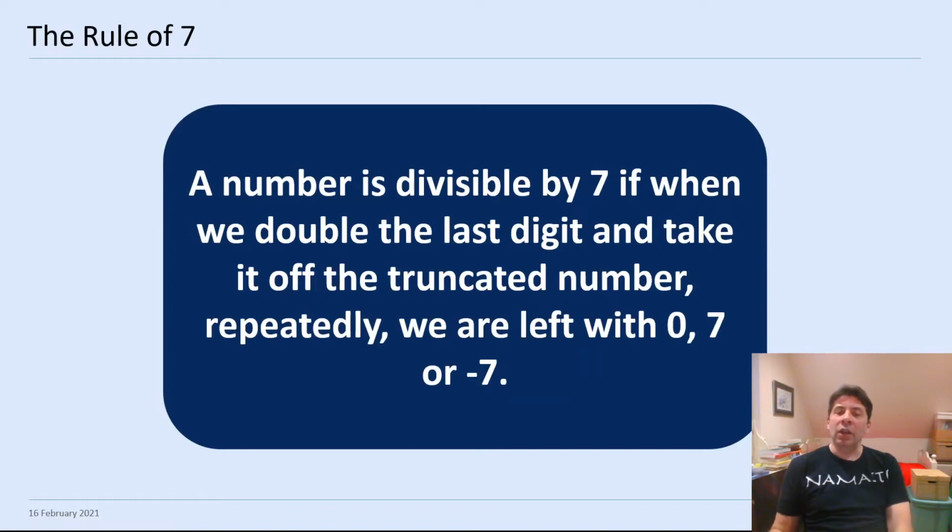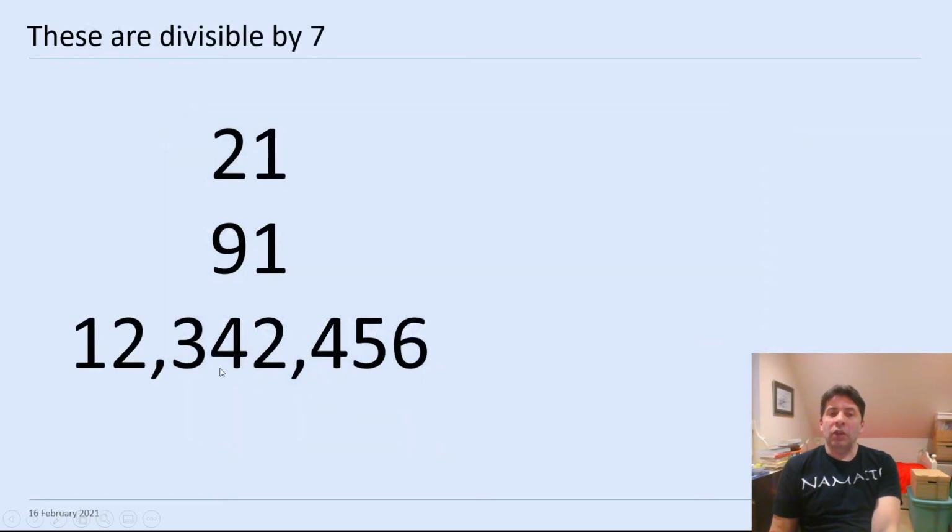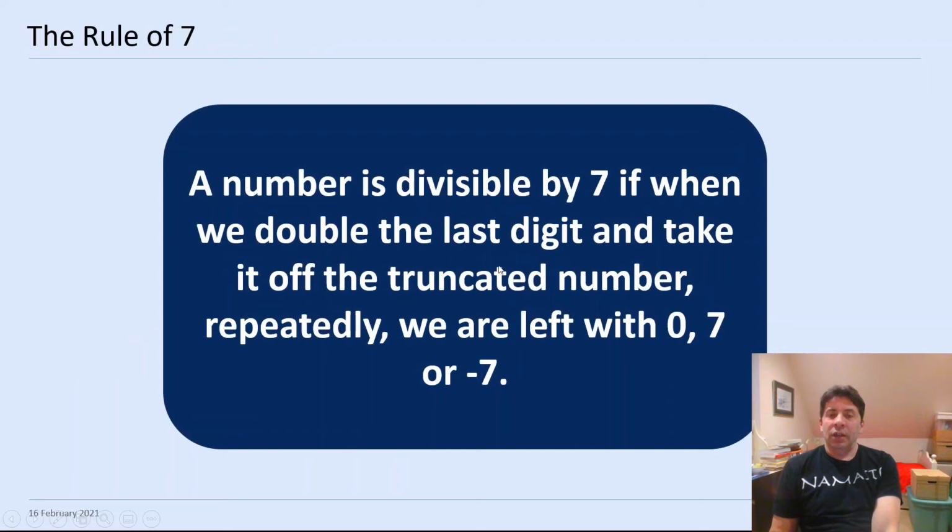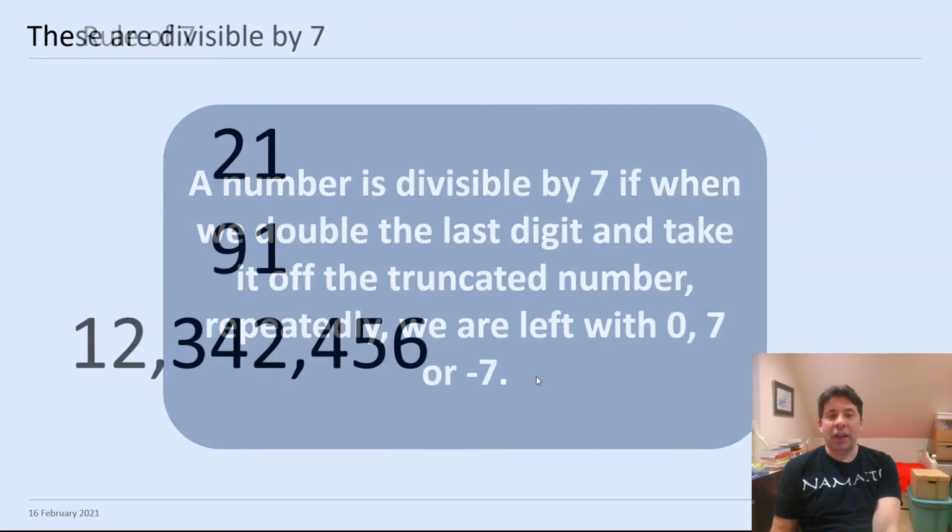The rule of 7. Now, the rule of 7 is, there's more work to do. It's more complicated. And actually, honestly, my own opinion is, it's better just to do the division. But for what it's worth, there is a rule. And this is the rule. The rule is that we double the last digit, we take it off the truncated number, and if we keep doing that, if we're left with 0, 7 or minus 7, we know that the original number was divisible by 7.